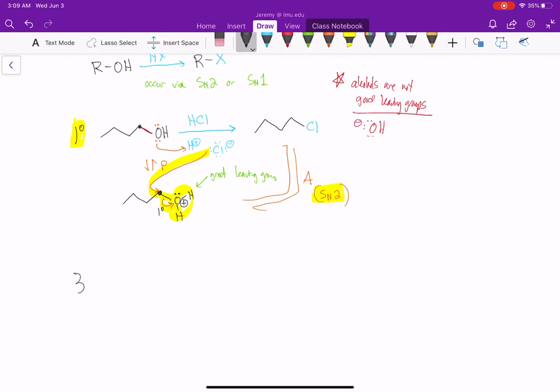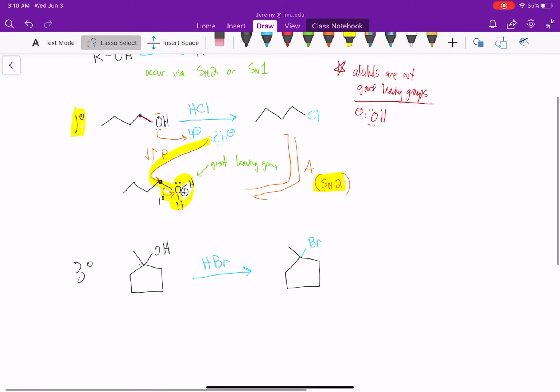Let's look at a tertiary alcohol. Again, we can treat this with HX. Now I'll use HBr. We know we're going to replace that OH with our halogen. But the question is, what mechanism is this? Is this going to be an SN1 or an SN2?